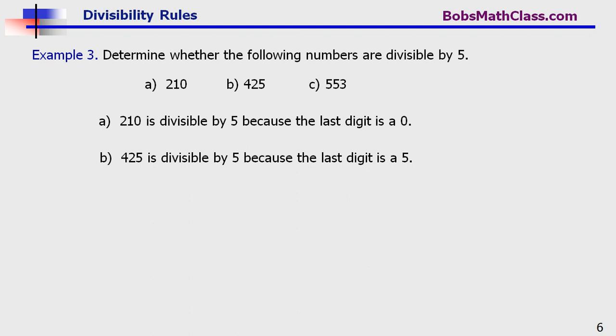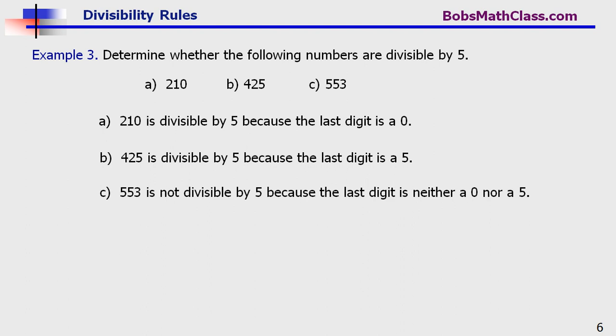Last one, 553. Last digit is 0 or 5? No, it is not. So it is not divisible by 5 because the last digit is neither a 0 nor a 5. Okay, let's go to the next example.